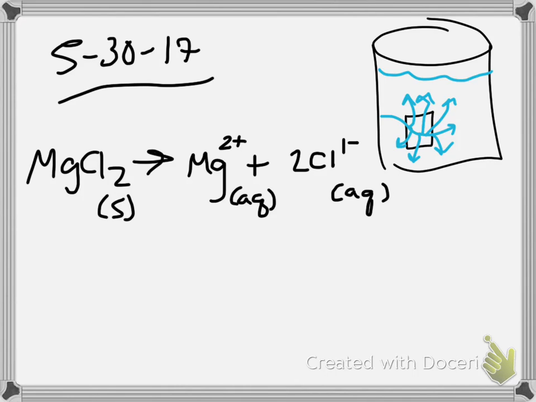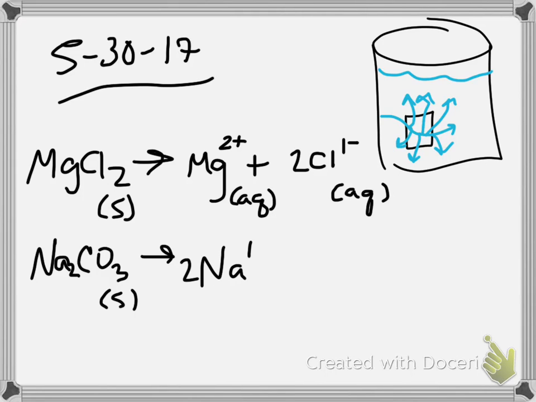Well, what if we also put in there, let's see, some sodium carbonate, Na2CO3. Excuse me. So if we dissolve some sodium carbonate in there, we get 2Na+ aqueous, and we get some CO3 2- ions, also aqueous.